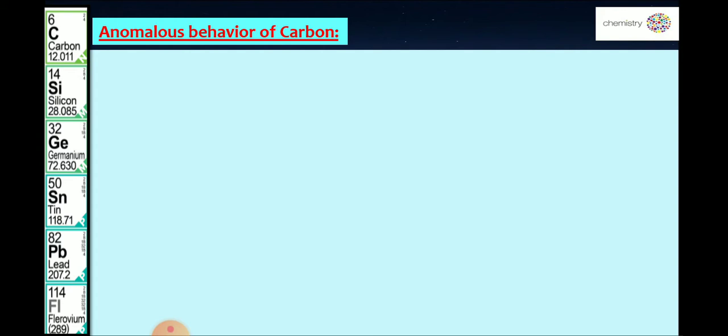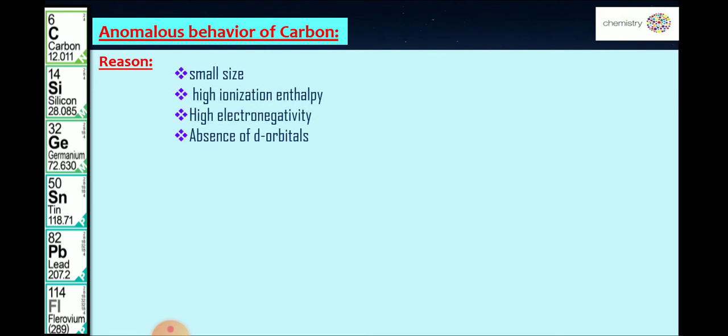Next point, anomalous behavior of carbon. Again, we studied anomalous behavior in the previous class also, in the study of group number 13, where we studied the anomalous behavior of boron. Now here we learn the anomalous behavior of carbon. You know what is meant by anomalous behavior; many times I have told you, in s block elements and even in group number 13. I'll repeat once again: most of the properties of carbon are somewhat different from the properties of the rest of its group members.